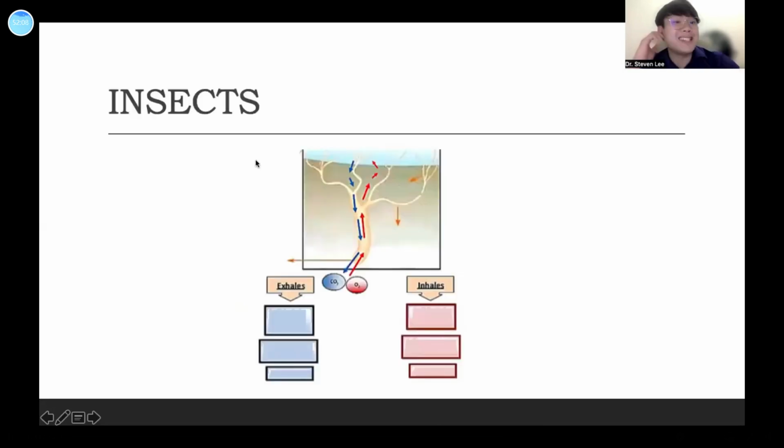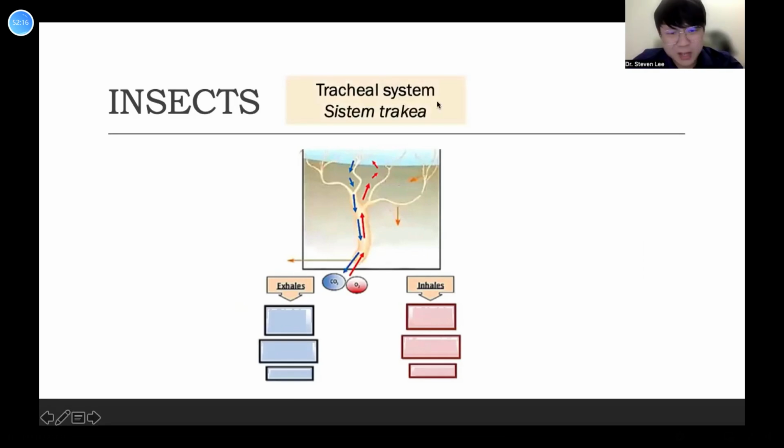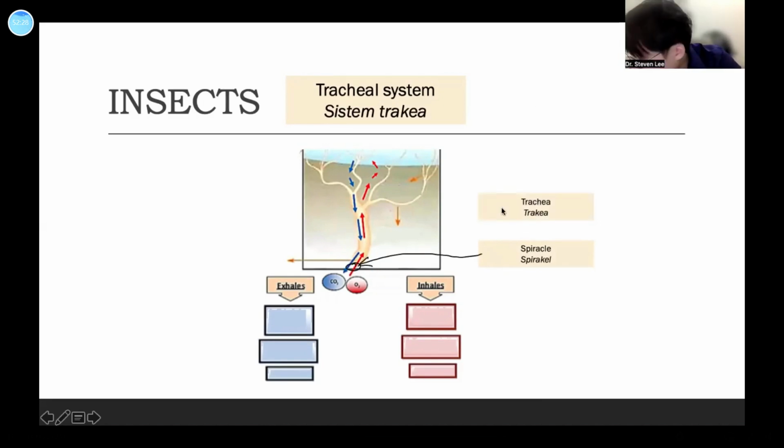So the first animal to talk about is insect. We must first know the structure. Structure you must know. Okay. So the insect's respiratory system has a very specific name. It's called the tracheal system. In the tracheal system, we start from this lubang over here. This lubang is called the spiracle. Let me just label it. Can you see? This lubang is called spiracle. From the spiracle, this tube is called the trachea.